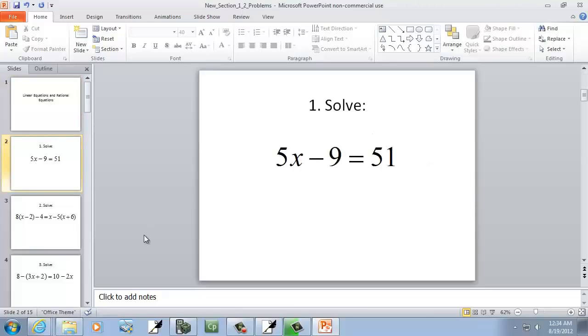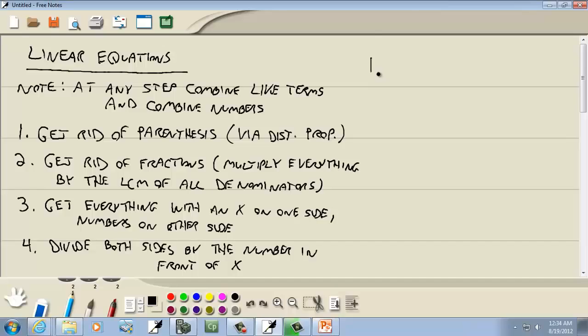Let's take a look at our first problem. 5x minus 9 equals 51. First step, get rid of parentheses. Don't have any. Second step, get rid of fractions. Don't have any. Third step, get everything with an x on one side, numbers on the other side. I'm going to take the negative 9 to the right side. Now when you take anything across the equals, the sign changes. So the negative 9 becomes a positive 9.